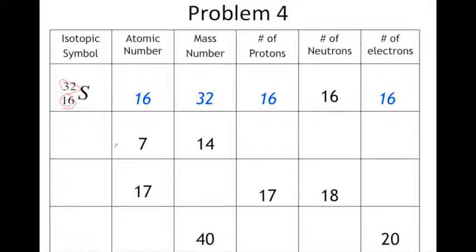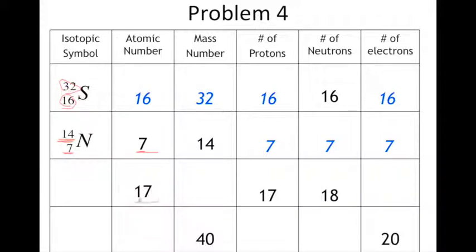Now here, what element is this? Well, the atomic number is 7. That's using our periodic table. That must be nitrogen. The atomic number for all nitrogen is 7. And this nitrogen atom has a mass number of 14. Number of protons is 7, neutrons is 14 minus 7, and electrons is 7.